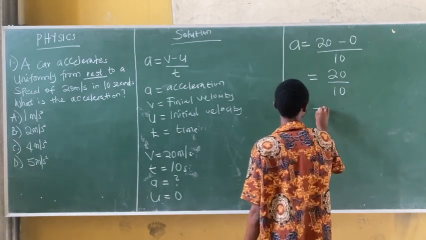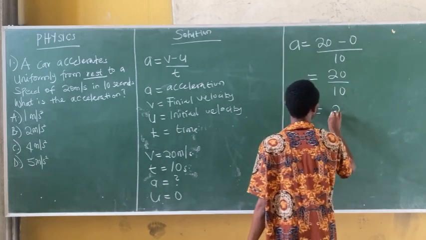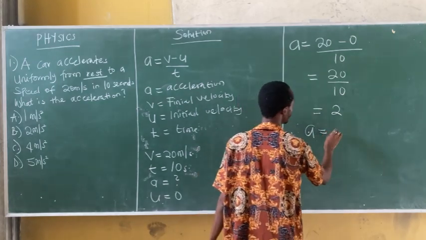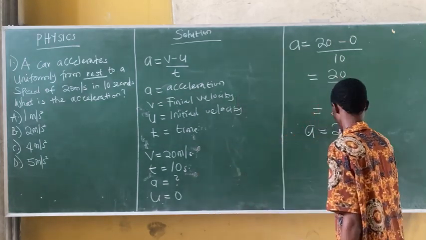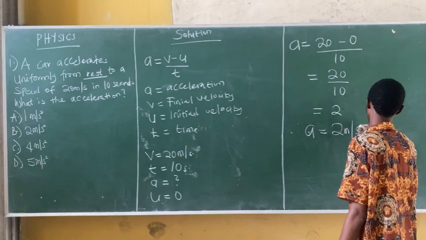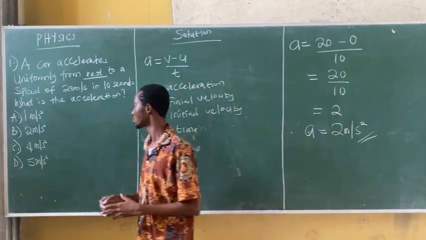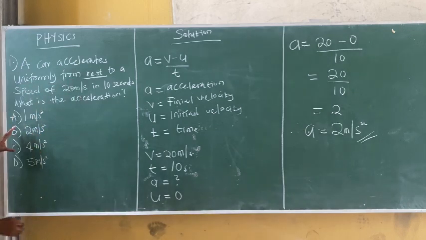20 minus 0 will give us 20 divided by 10. 20 divided by 10 is equal to 2. Therefore, the acceleration is given as 2 meters per second square. This is the final answer. From our options, we can deduce that the correct answer to this question is option B with 2 meters per second square.